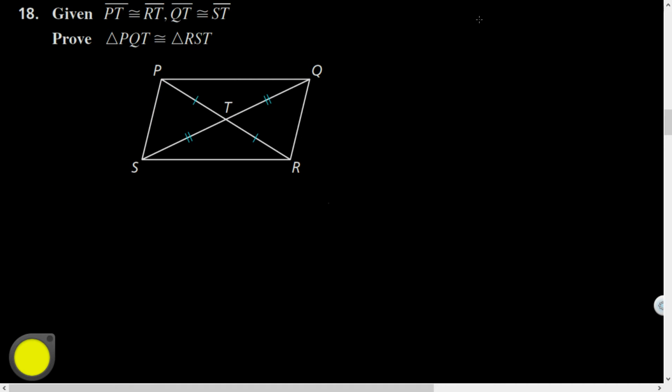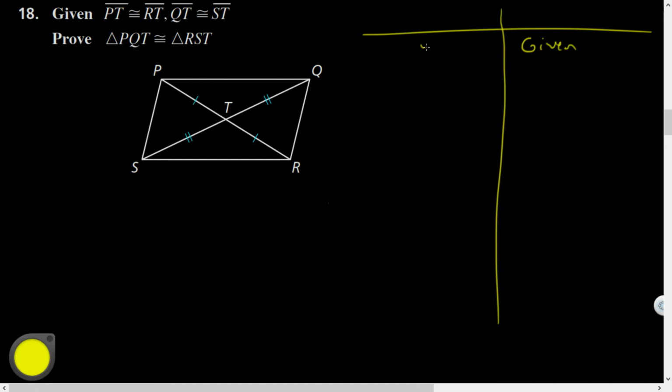I like it. Ooh, different arrangement. Here we go. I got the gimmies. All right. So PT is congruent to RT. Bam, believe it. QT is congruent to ST. I like that. Now, which triangles am I referring to here?